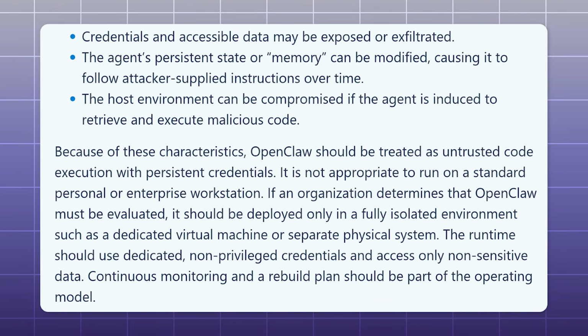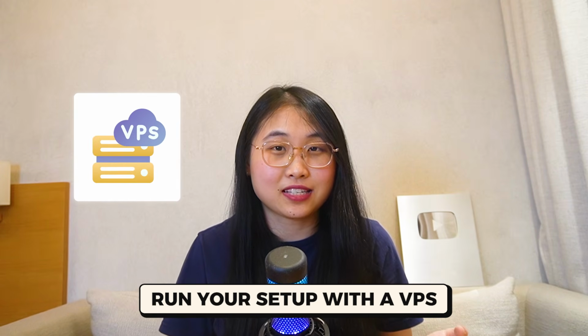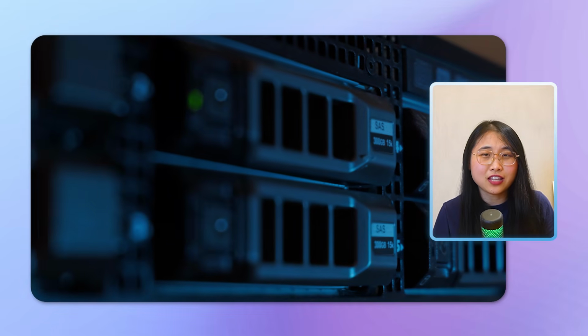Microsoft put it quite bluntly: treat OpenClaw like untrusted code with persistent credentials. My suggestion is to run your setup with a VPS, which is just a small cloud server that you can rent for a few dollars a month. That way, it's kept completely separate from your own local machine.